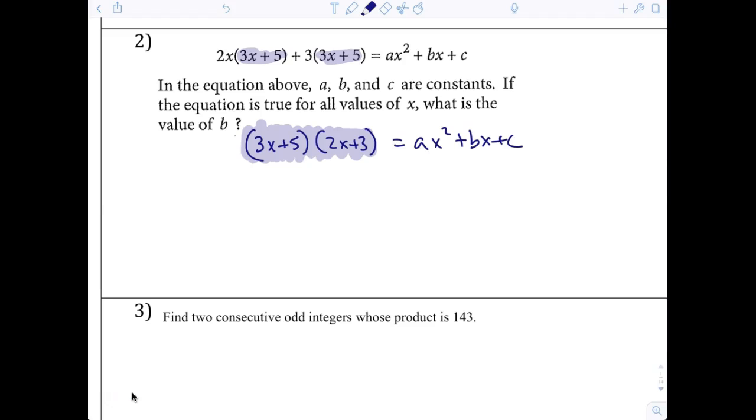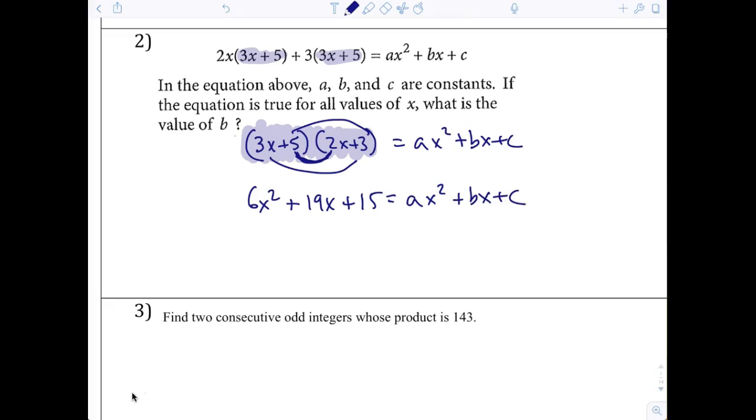All right, when I multiply that out, 3x times 2x is what? 6x squared. Now, here, look up now. I'm trying to show you how you can multiply that in your head. How much is this guy right here? And how much is this? Which makes a total of 19x. So put 6x squared plus 19x. And then the last thing is plus 15 equals ax squared plus bx plus c.